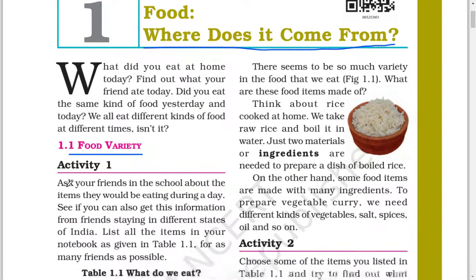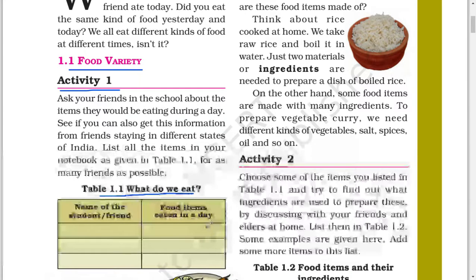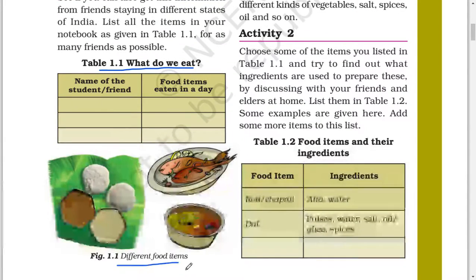Activity 1. Ask your friend in the school about the items they would be eating during a day. See if you can also get this information from friends staying in different states of India. List all the items in your notebook as given in table 1.1 for as many friends as possible. Table 1.1. What do we eat? Name of the student or friend, food items eaten in a day. Different food items.